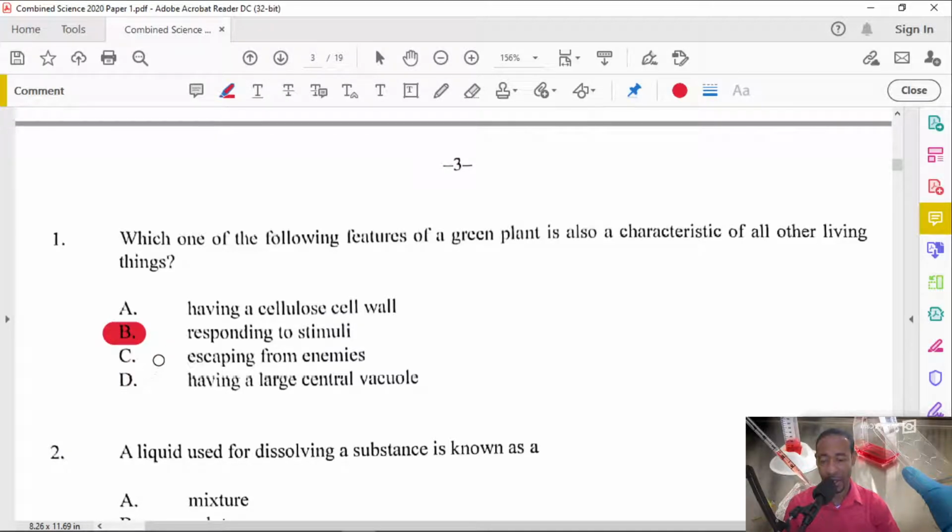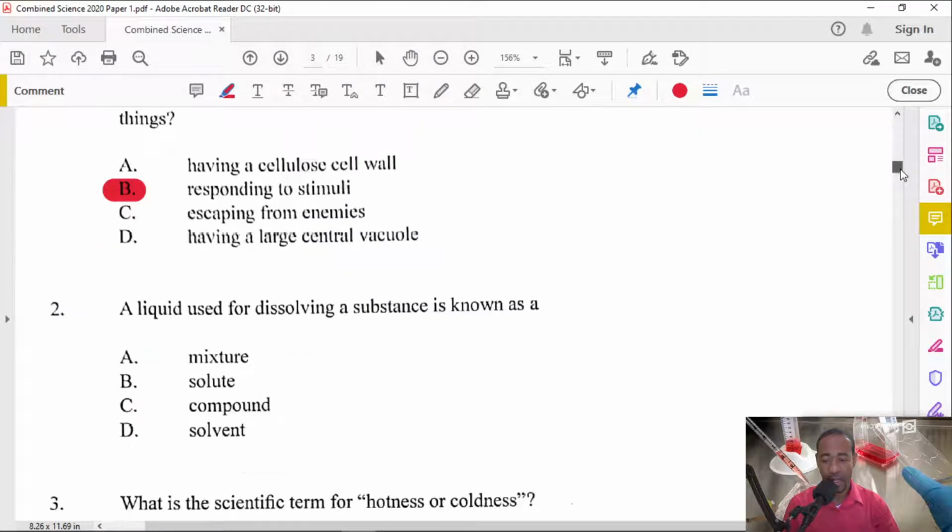Remember Mr. Grinney. Now, escaping from enemies is not for all organisms, because remember, some organisms are immotile, which means they cannot move from place to place, and so they cannot escape. Having a large central vacuole is for plant cells.